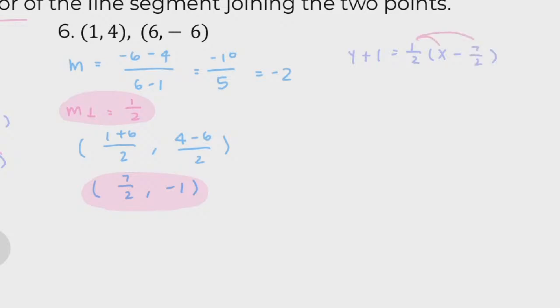So we're going to distribute the 1/2. Get y plus 1 equals 1/2 x minus 7 over 4. And we have to subtract 1, which is the same as subtracting 4 over 4. Since we have a fraction, I'm just changing it so they have the same denominator. So that'll be negative 11 over 4.